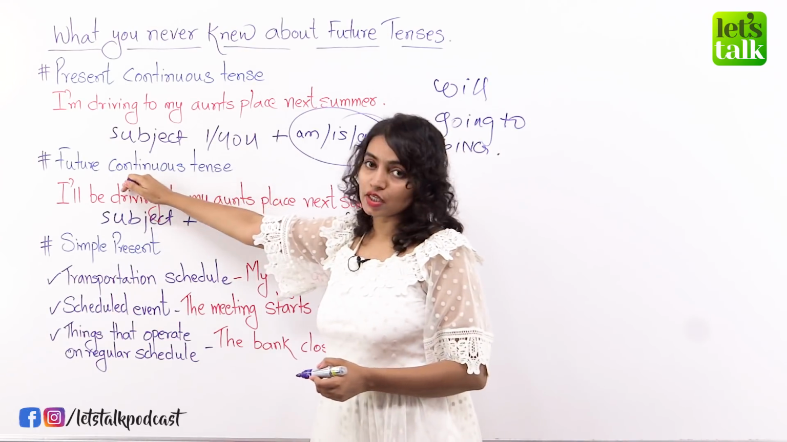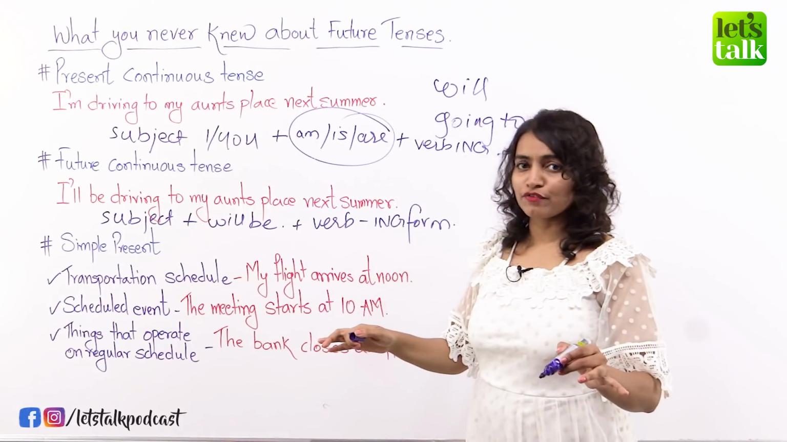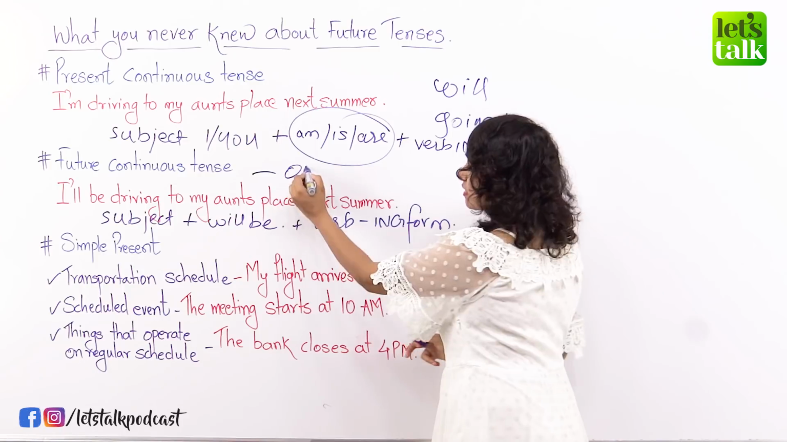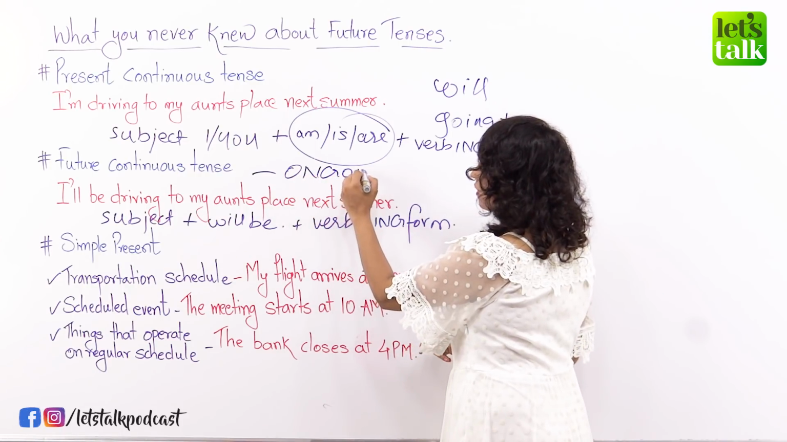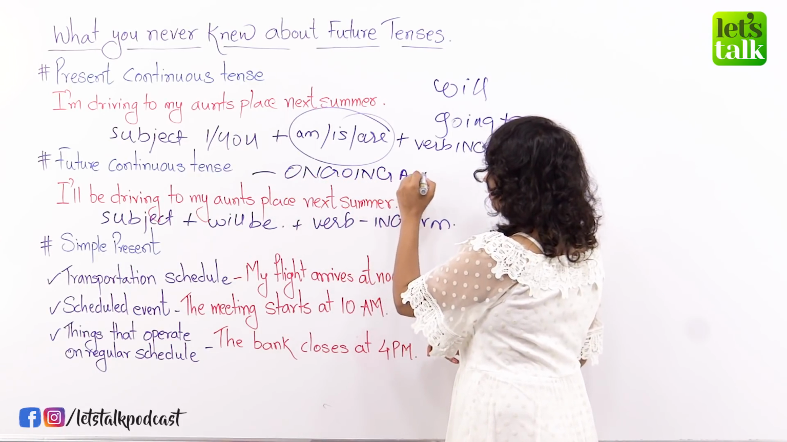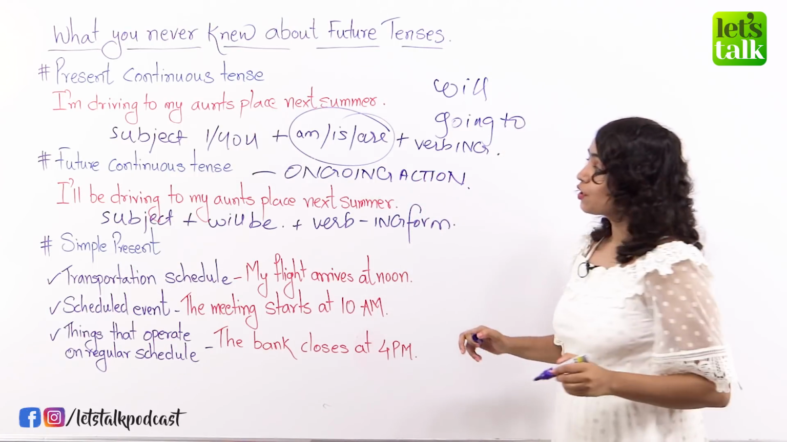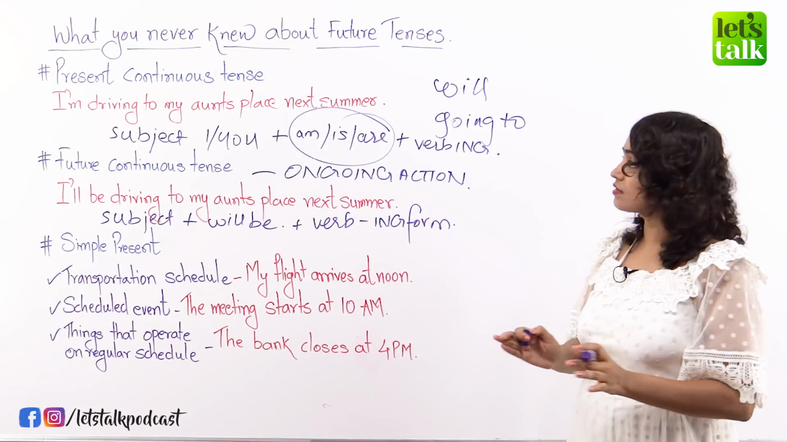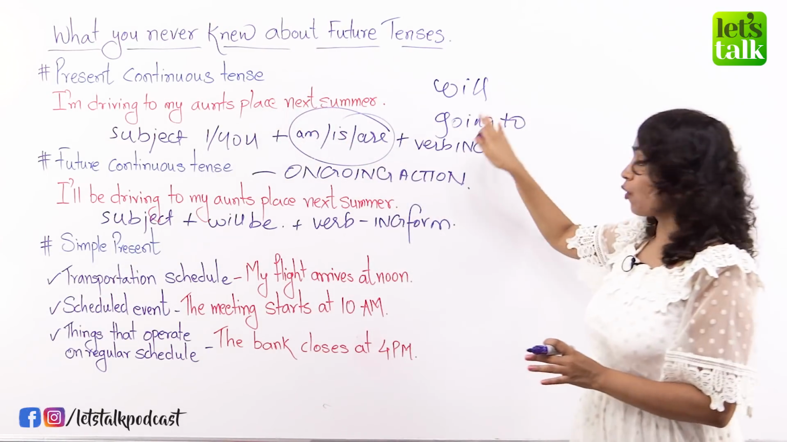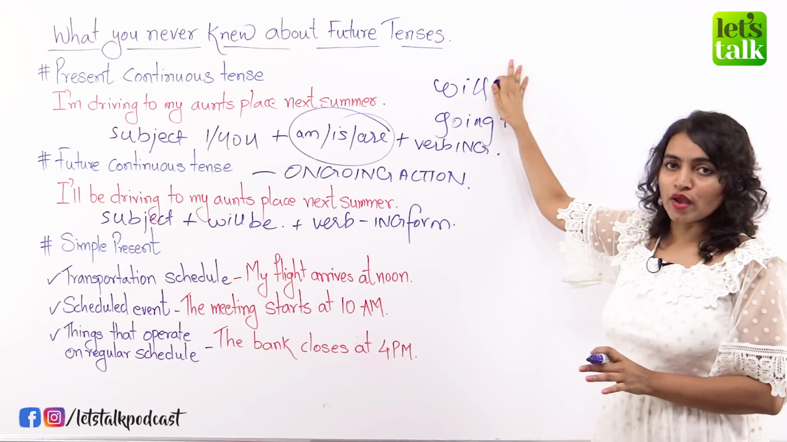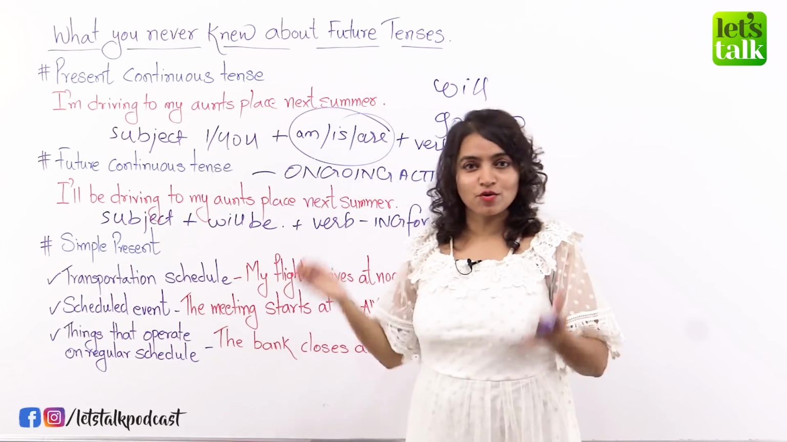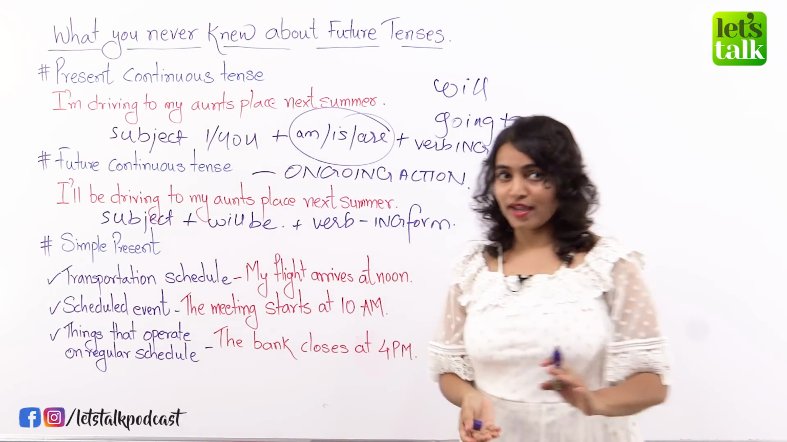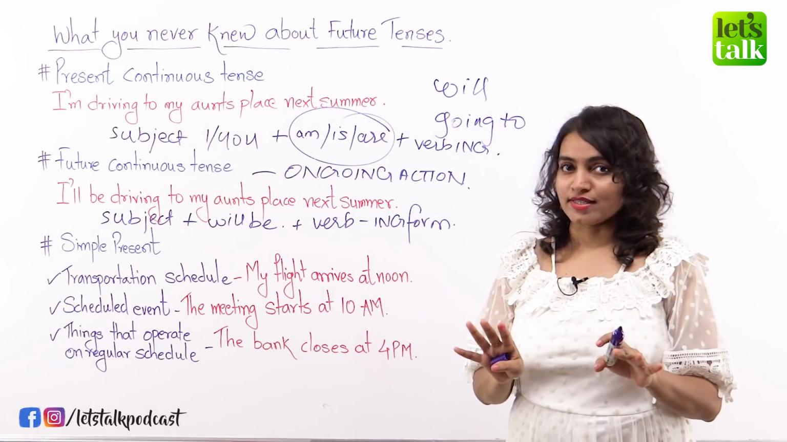So a future continuous tense does talk about a future event, but obviously since it is continuous, it is an ongoing action. So as you can see, we have talked about the future events without using going to or without using will, and yet we have described a future event. Isn't that interesting?